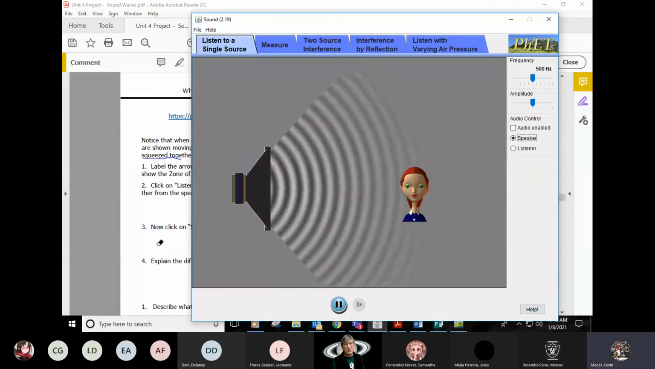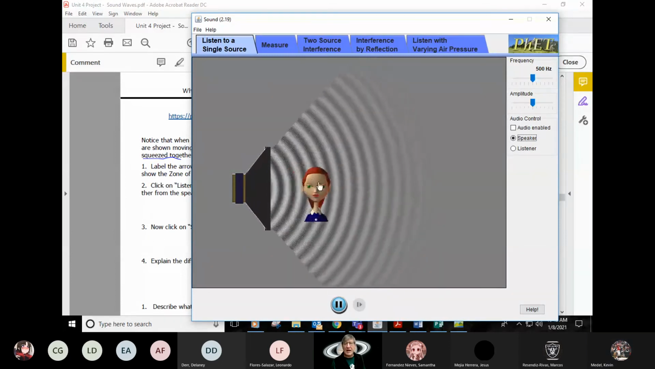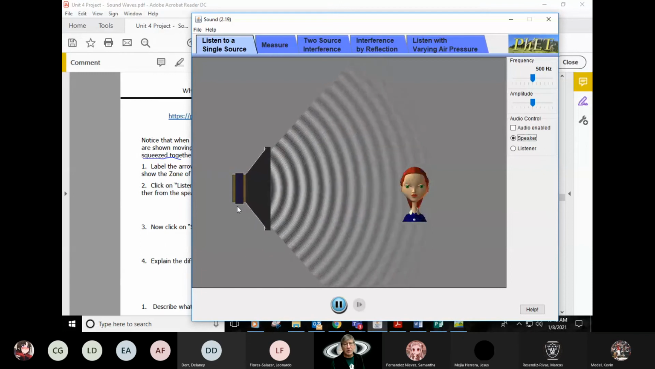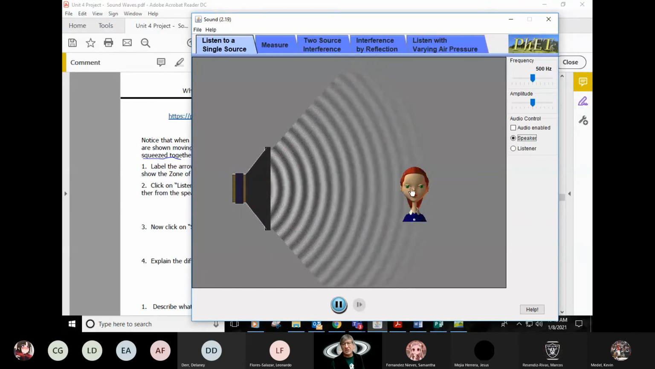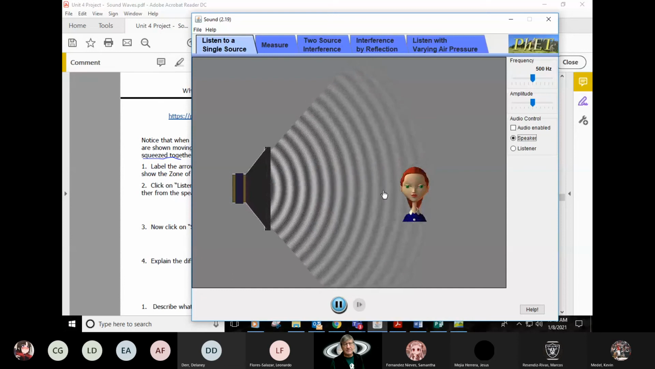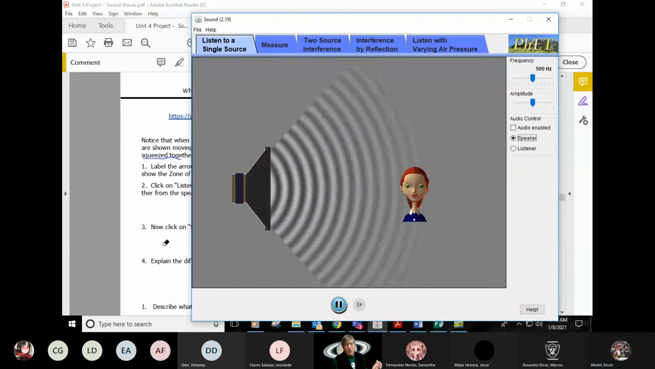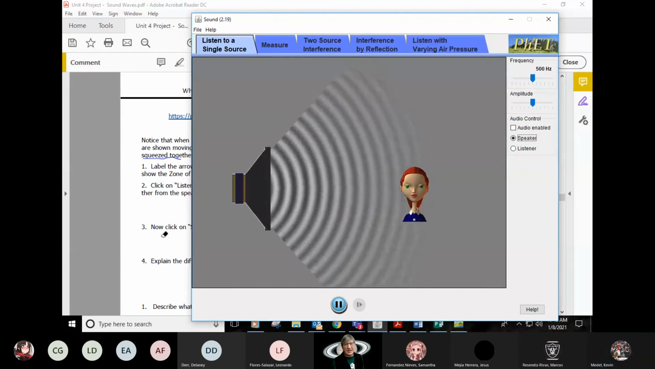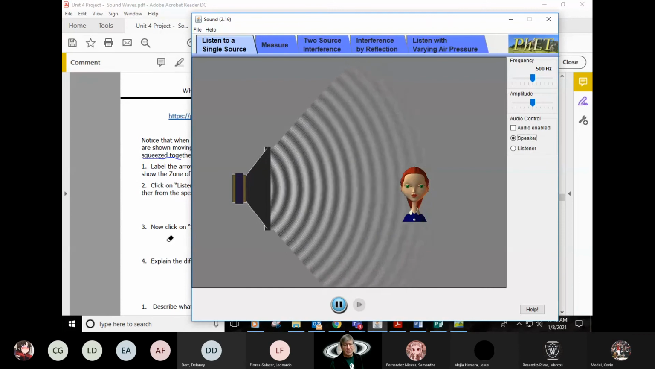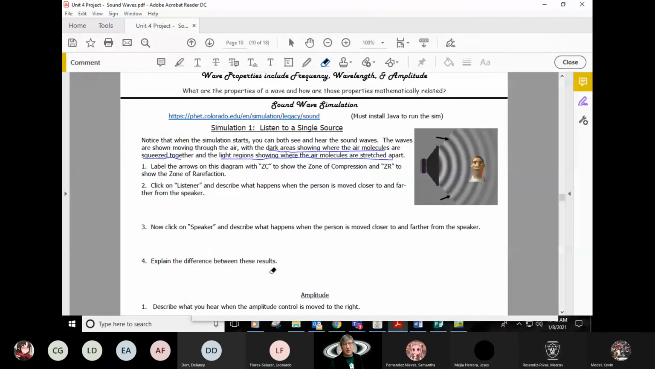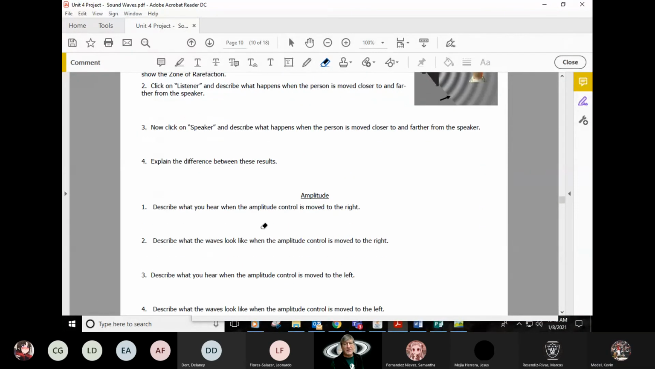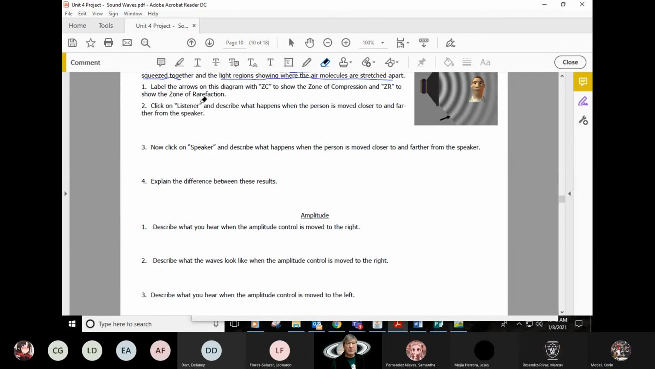Okay. In question 3, I'm moving the person around, but the microphone is still right next to the speaker. Does that change what the person hears at all? No. Because the microphone is next to the speaker, so it stayed the same for number 3. Question 4, explain why one of them made it get louder and quieter with number 2. With number 3, it always stayed the same volume. So explain the difference on question 4. Take a minute and do that.